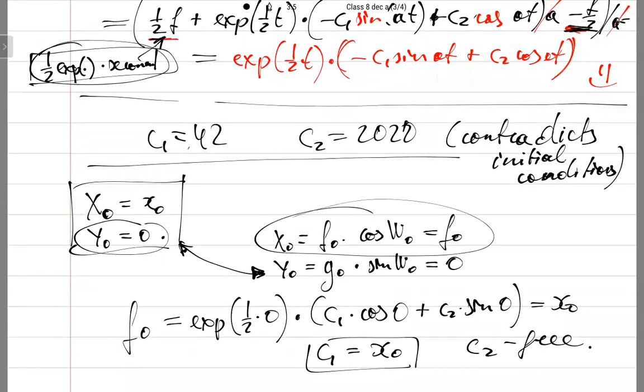Doesn't matter, because cosine of 0 is 1. So both statements are true. Okay, thank you. Excuse me. Could you say, please, why does f0 equal x0?